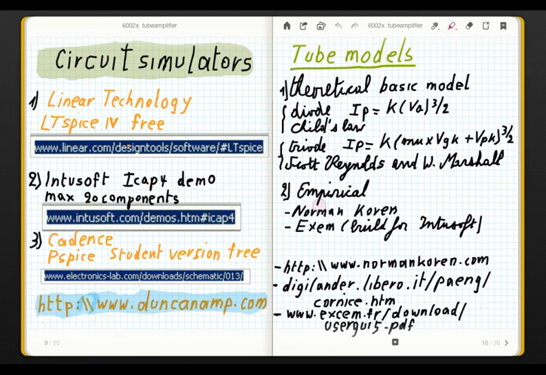In the second part, we will look at circuit simulators. I use the free LTSpice4 program because there are no limitations on the number of components, and you will find good tube models and tutorials on the internet. In the final exam, they used the basic theoretical model of Scott Reynolds and Marshall.